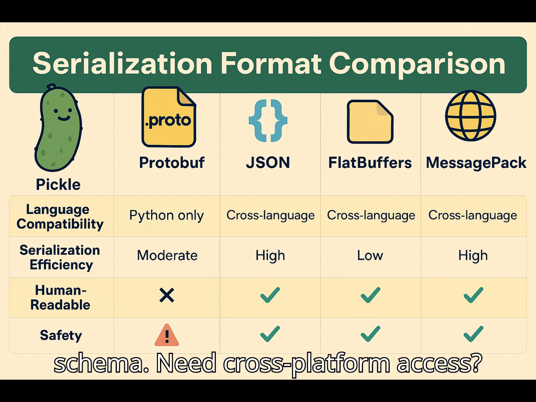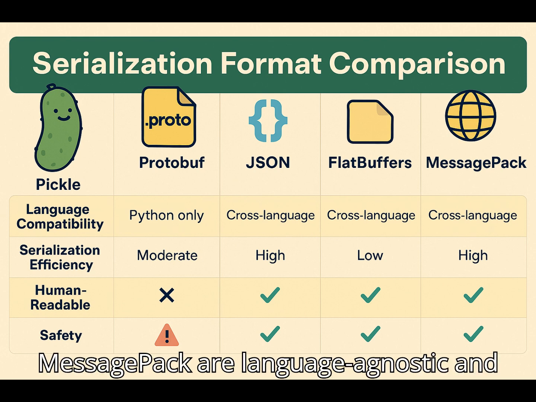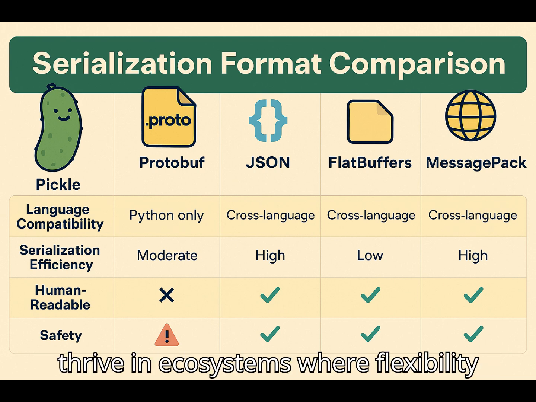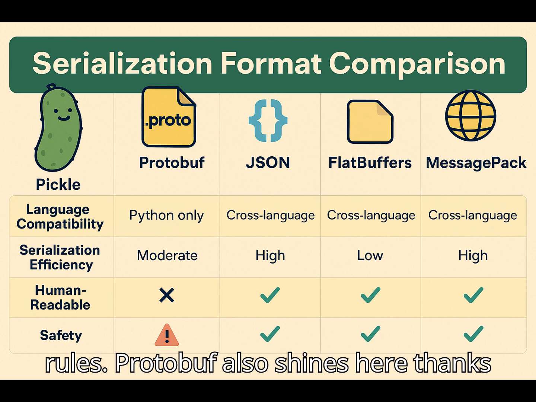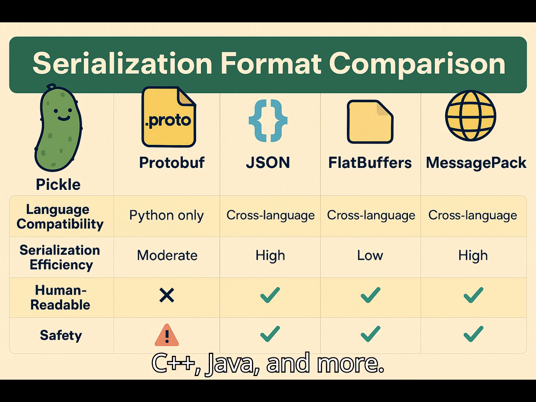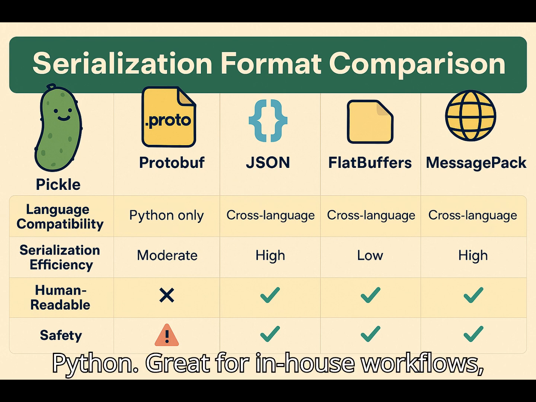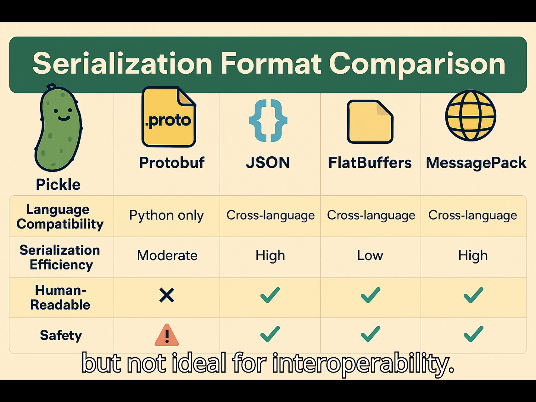Need cross-platform access? JSON, FlatBuffers, and MessagePack are language agnostic and thrive in ecosystems where flexibility rules. Protobuf also shines here thanks to its .proto schema, bridging Python, C++, Java, and more. Pickle, however, stays loyal to Python, great for in-house workflows, but not ideal for interoperability.